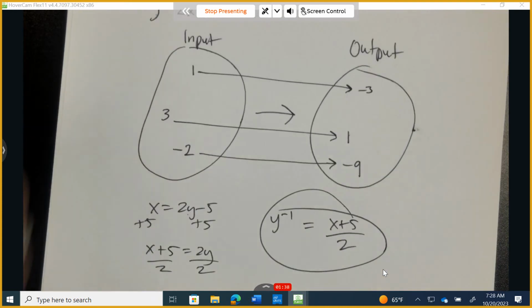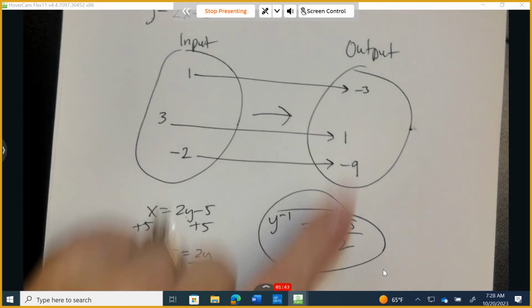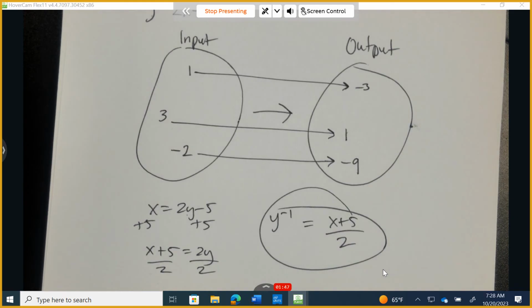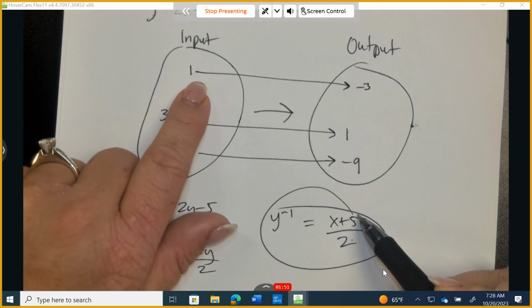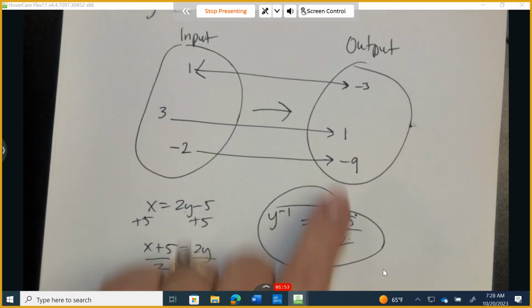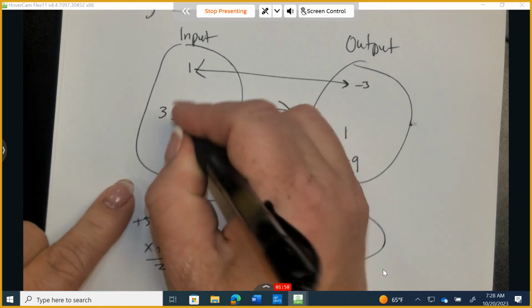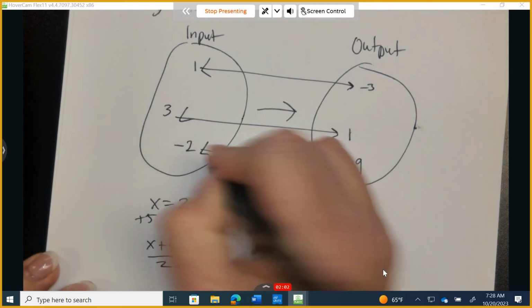If this is correct, I will be able to map backwards. That means I start with -3. So -3 plus 5 is in fact what? -3 plus 5 is 2, and 2 divided by 2 is 1. It maps backwards. If I plug in 1, 1 plus 5 is 6, 6 divided by 2 is 3. And lastly, -9 plus 5 is -4, -4 divided by 2 is -2.